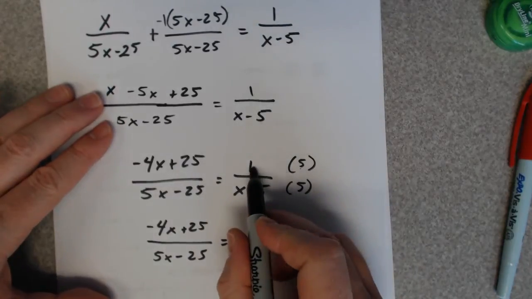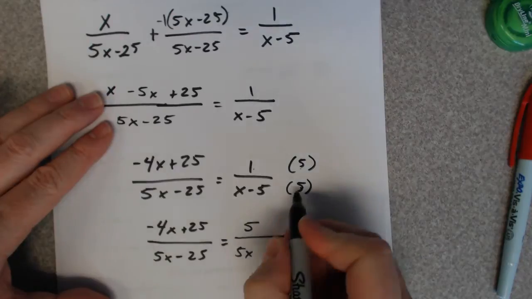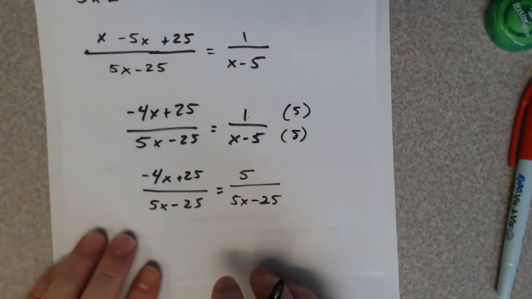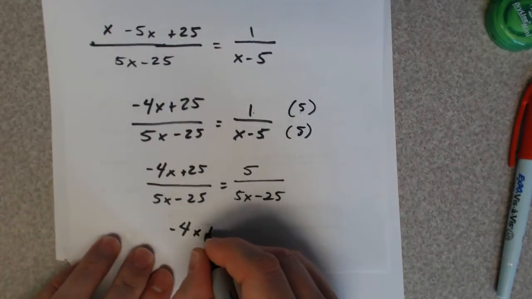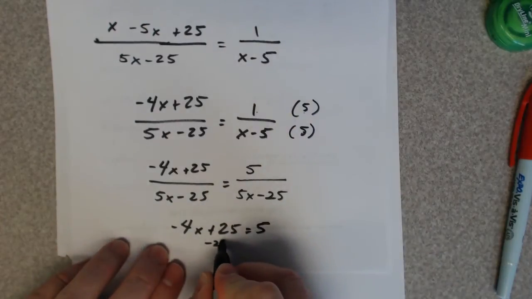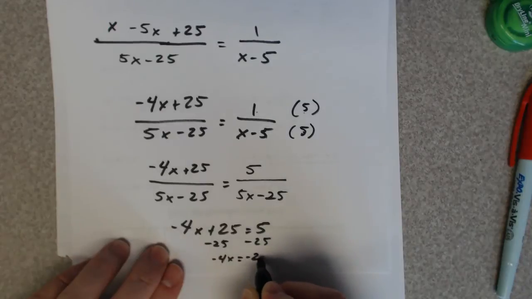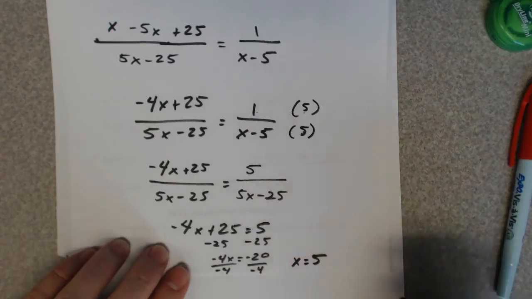So 5 times 1, 5 times x, 5 times -5. Sweet. Same denominator. Set the tops equal then. Take away the 25. Divide by -4. 20 divided by 4, that's 5.